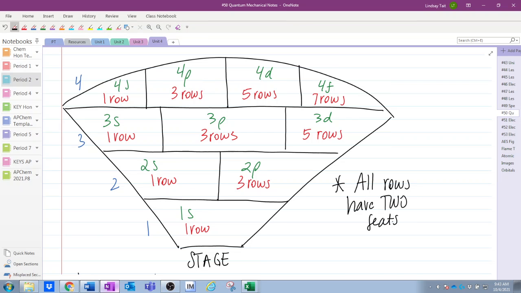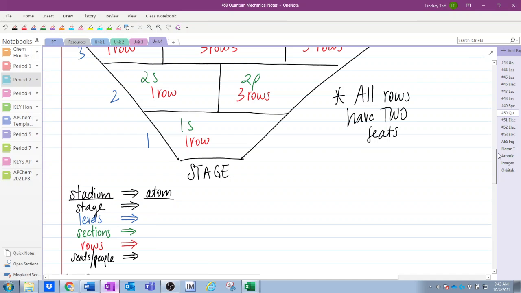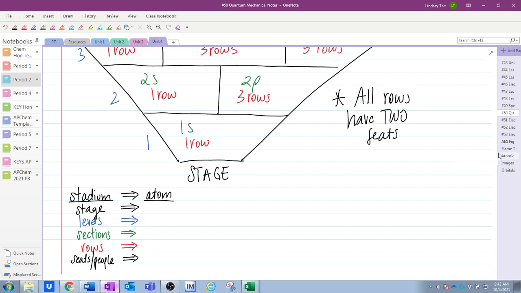So I don't want to have wasted our time entirely doing this. I want to wrap up by making sure we are very clear about what things in our stadium are what parts of our atom. Let's make the connections. Let's start off with, what do you think the stage represents in the atom? It's the nucleus. The stage is the nucleus. That's where the electrons go to first. They want to get closer to that.